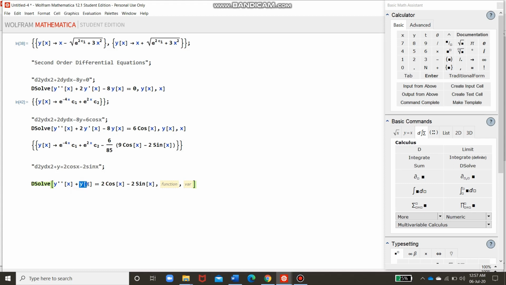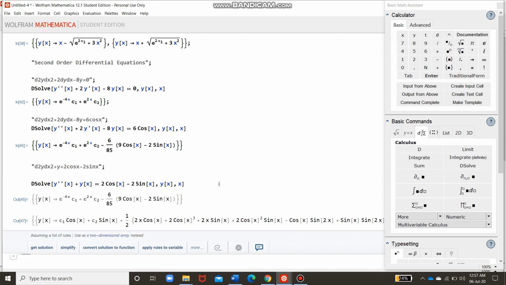And over here, make sure it's just y. That's why it is y of x. Please don't by mistake also put a y dash, because you will get a totally different answer. And then y of x, and your variable is with respect to x. All right.